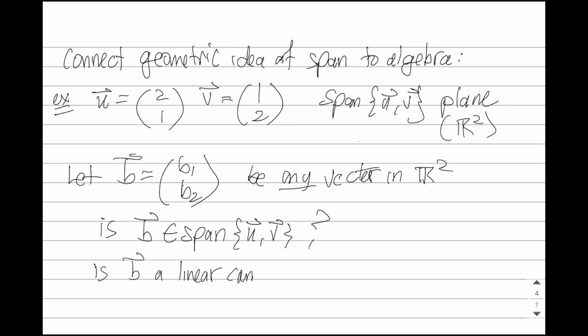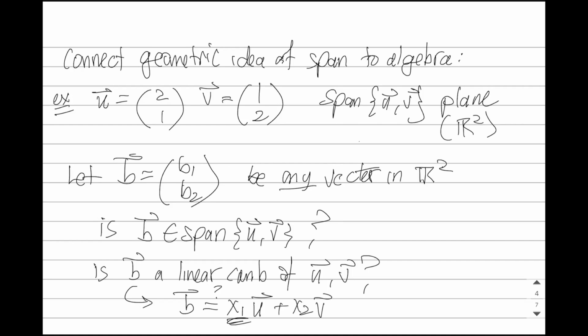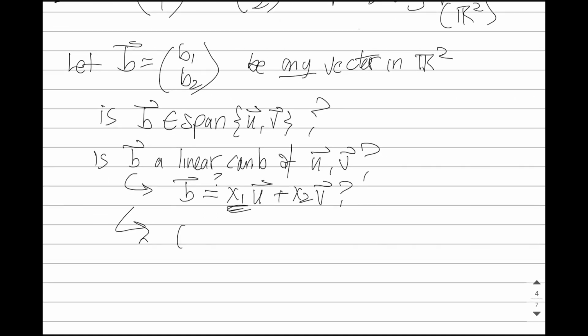Is B a linear combination of u and v? Can I find some weights x1 and x2 to make B equal to this sum? That means we have to solve a system with vectors u, v as the columns and then B on the right hand side. We'll have 2, 1, 1, 2, and here we'll just have a B1 and a B2.